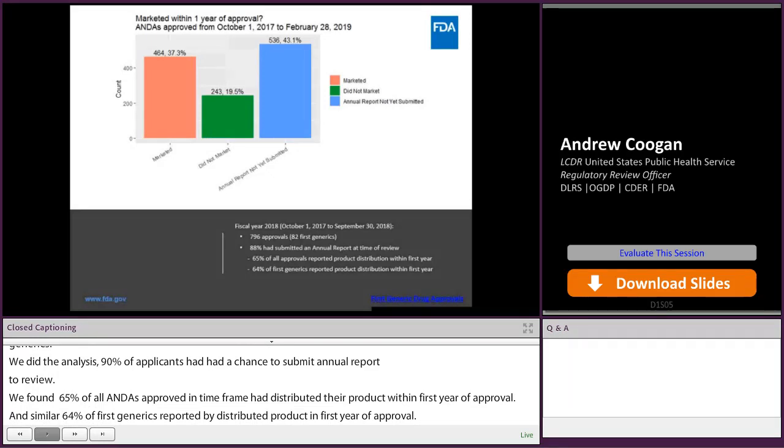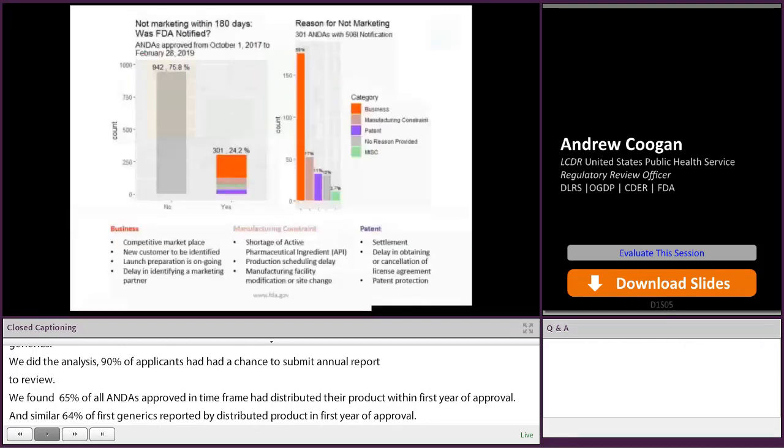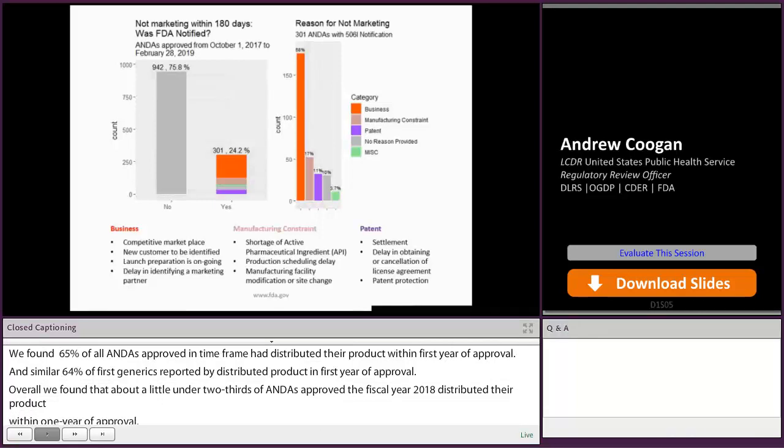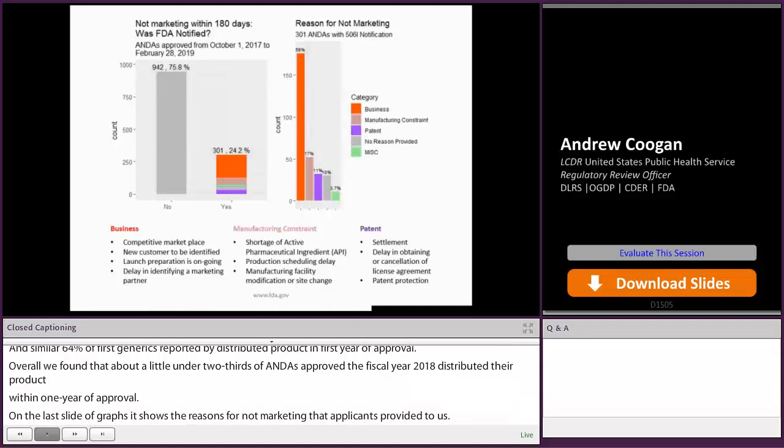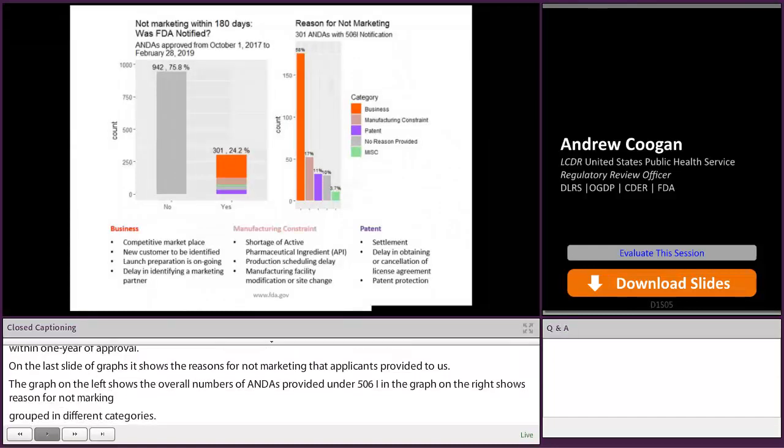On this last slide of graphs, it shows the reasons for not marketing that applicants have provided to us. So the graph on the left shows the overall numbers of ANDAs that provided a notification under 506I, and the graph on the right shows the reason for not marketing grouped into different categories. FDA reviewed all the reasons for not marketing within 180 days of approval and came up with the categories of business, manufacturing constraint, patent, miscellaneous, and then if no reason was provided, it was put into the no reason provided category.